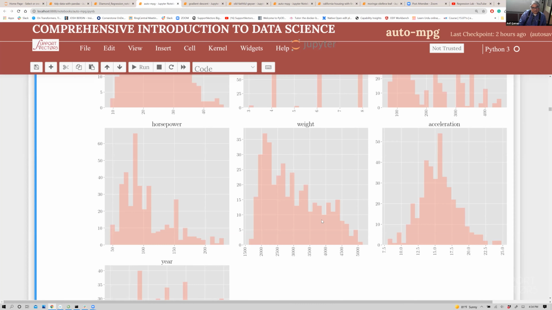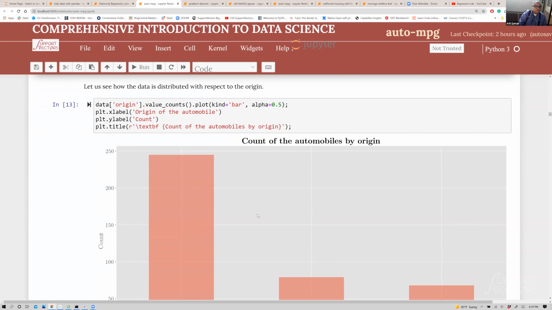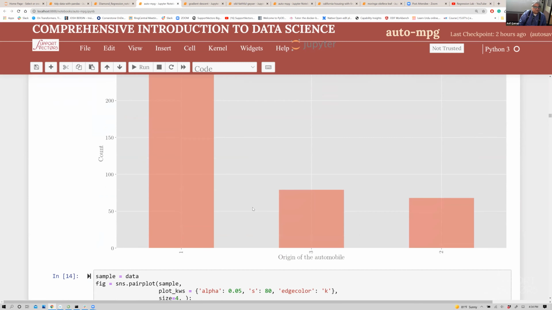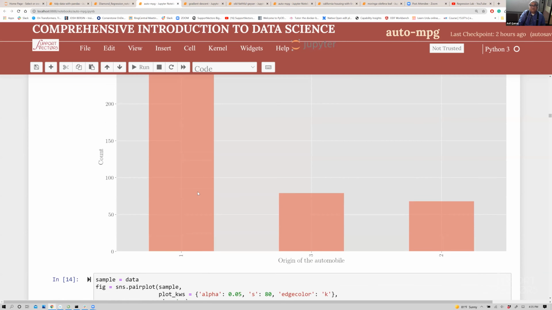Weight, again, a right skew distribution. Acceleration seems, roughly speaking, evenly distributed, isn't it? And the year of the car, how many cars were made in each year. Then I count the number of cars by country of origin. It turns out that the US is the biggest maker of cars. Number 3 was Japan. Japan also makes a lot of cars, and Europe makes the least. It's just a little bit behind Japan, but the US is, of course, the land of cars. It's always been the land of a lot of cars.